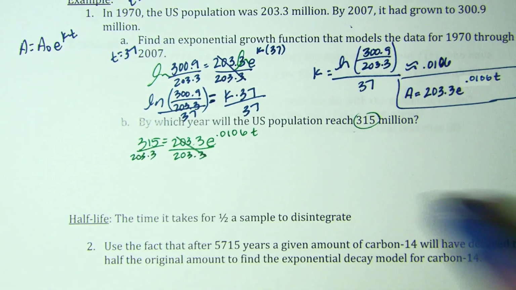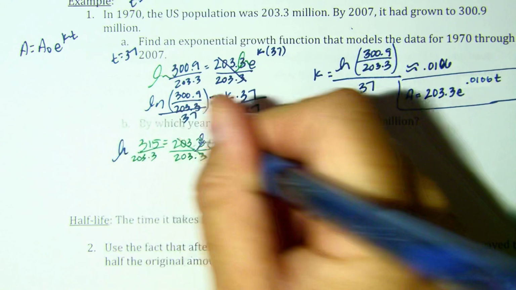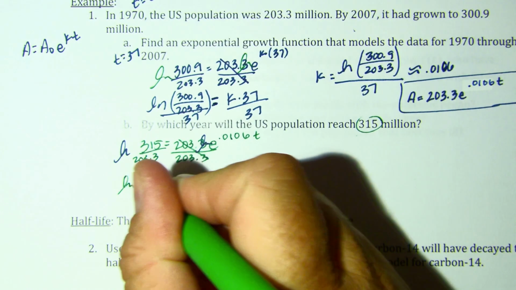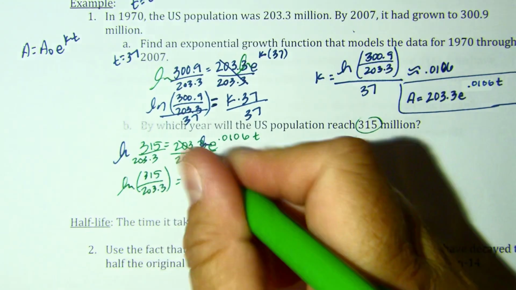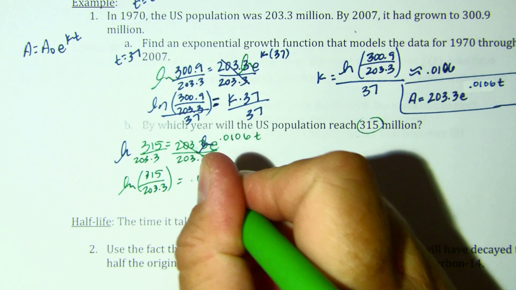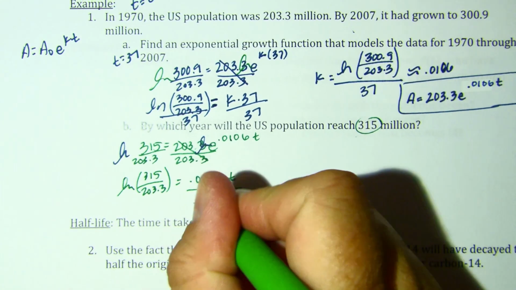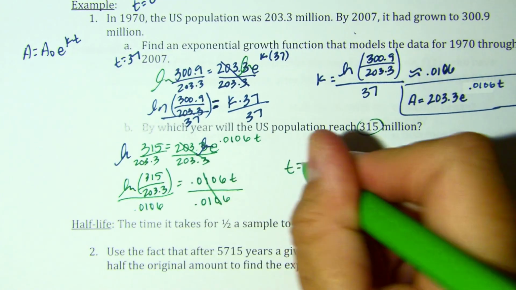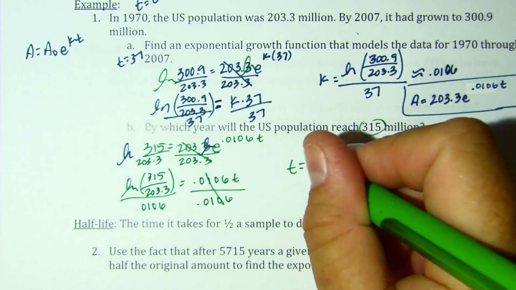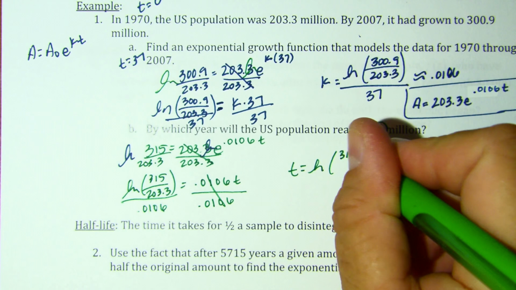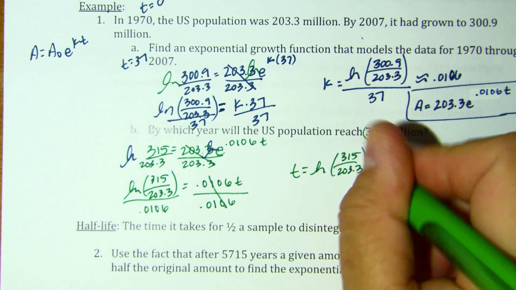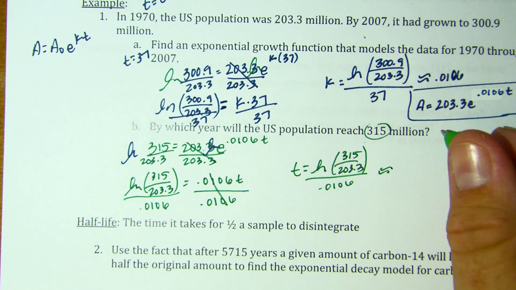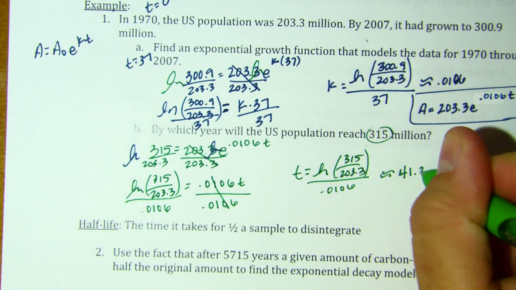And then again, I'll take the natural log of both sides. And then we'll have the natural log of 315 over 203.3 equals, natural log of e cancels, and we have 0.0106 t. If I divide both sides by that, then t is equal to the natural log of 315 over 203.3 over 0.0106. Typing that on my calculator, we get 41.3.